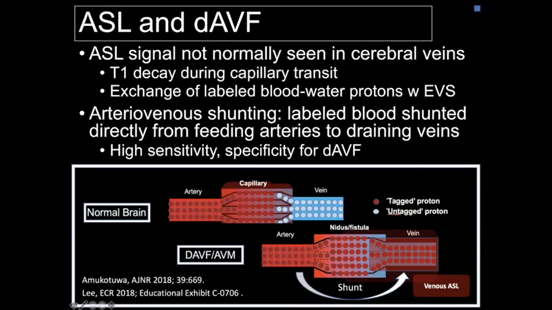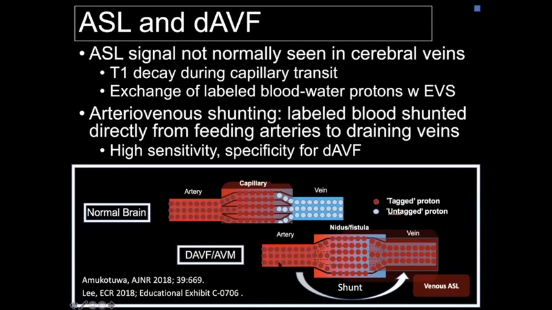Well, ASL signal is not normally seen in cerebral veins and dural venous sinuses because of T1 decay during capillary transit and the exchange of labeled blood-water protons with the extravascular space. When we have a situation of arteriovenous shunting, labeled blood is shunted directly from feeding arteries to draining veins. And this phenomenon has a very high sensitivity and specificity for dural AV fistulas and AV malformations, as was nicely summarized in a paper by Dr. Amakotawa in 2018 in AJNR.